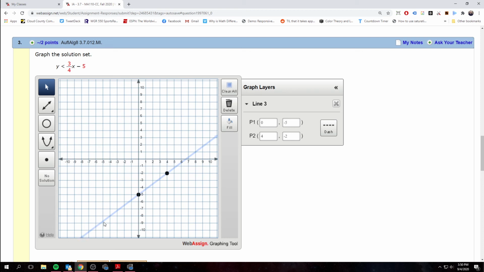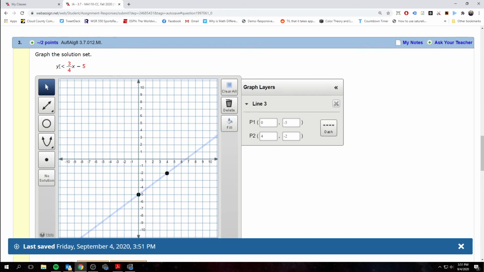If our solution set sat right on top of this line, it would be solid. But because there's no equal sign, this is just less than and not equal to, we cannot include any of the points that sit on this line in our solution set. So I'm going to hit dashed. Okay?